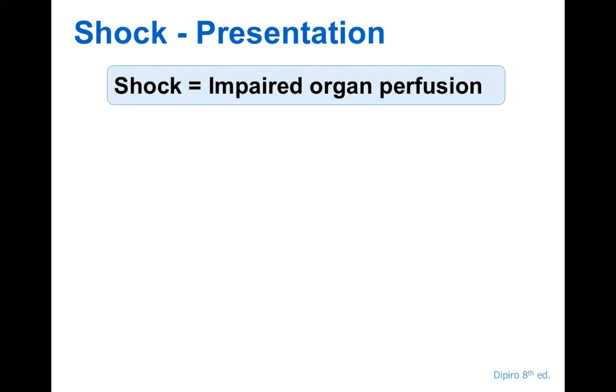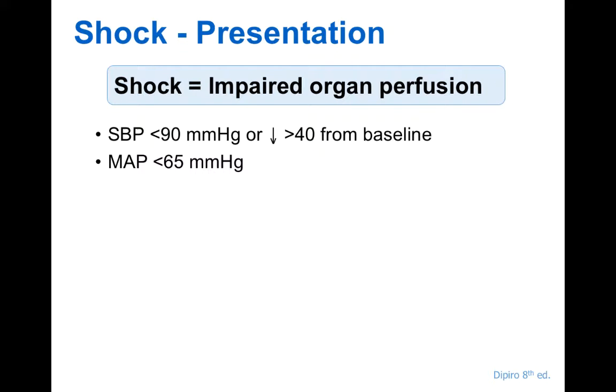So, in presentation, what do these patients look like? Again, shock is defined as impaired organ perfusion. This typically involves a decrease in blood pressure, and it can be defined in several different ways. Traditionally, it can be a systolic less than 90 millimeters of mercury, or if you have somebody who is hypertensive at baseline, a drop in their systolic of greater than 40 from their baseline is relative hypotension for that patient.